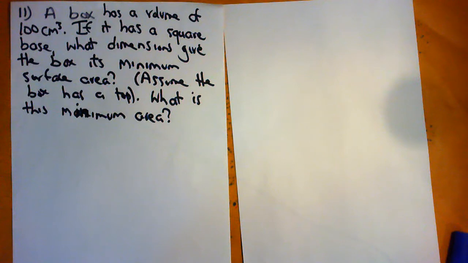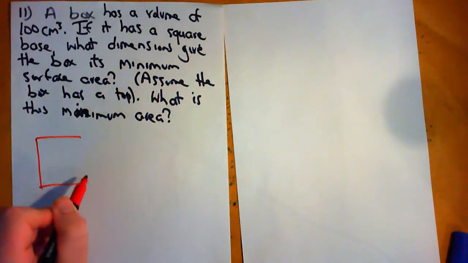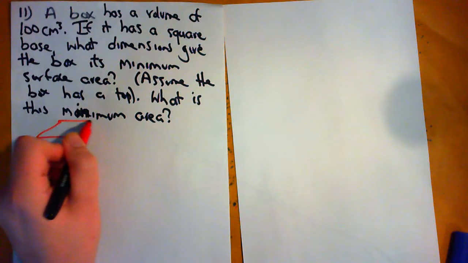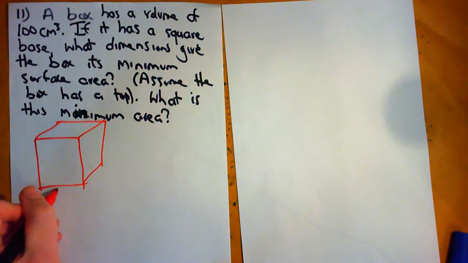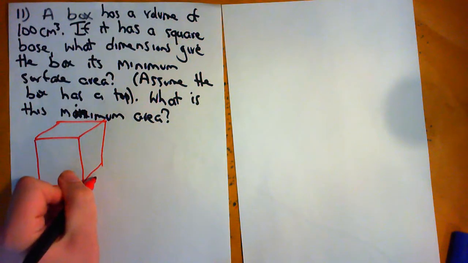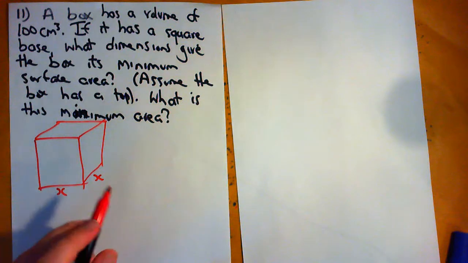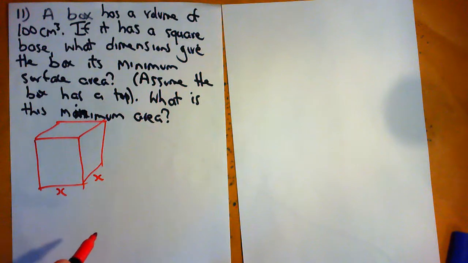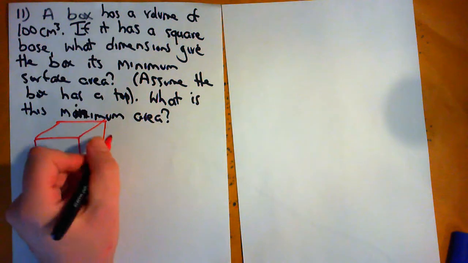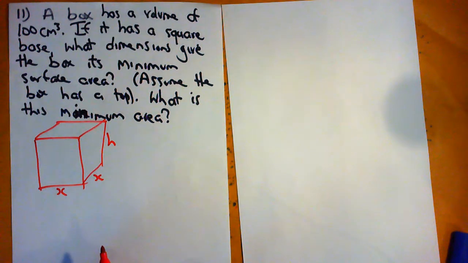So let's begin by drawing the diagram. So let's draw our box. So let's say that this side has a length of x. It is x deep. These two sides, this width and the depth here, have to be the same because that's where the square base piece of information comes into play. The height, however, may be different, so let's call that height h.